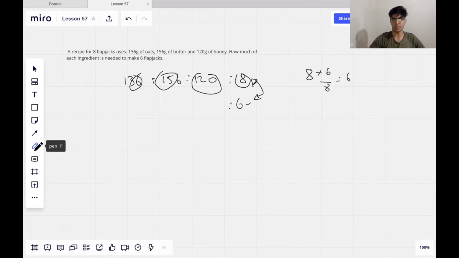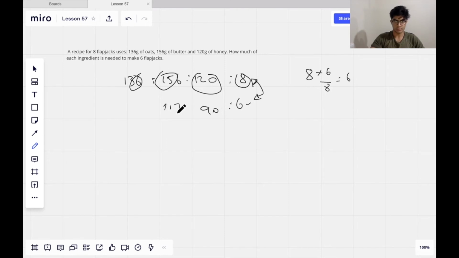So 120 times by 6 over 8. 6 over 8 is 3/4 actually. So 120 times by 3/4, what is that? 120 divided by 4 is 30, and so 90. 156 times by 3/4. This can be quicker on the calculator.